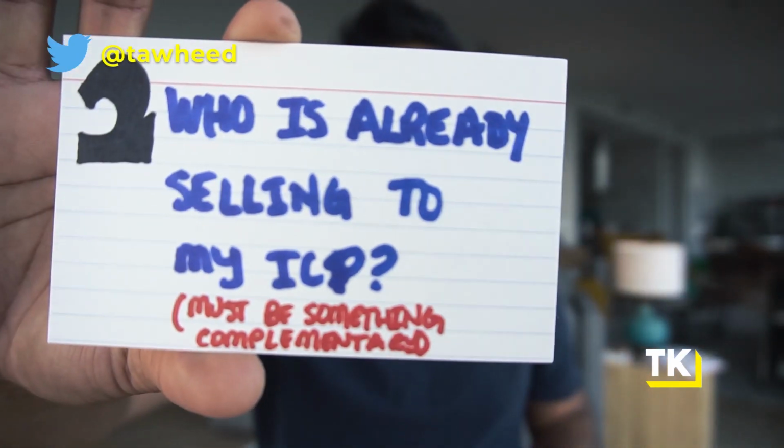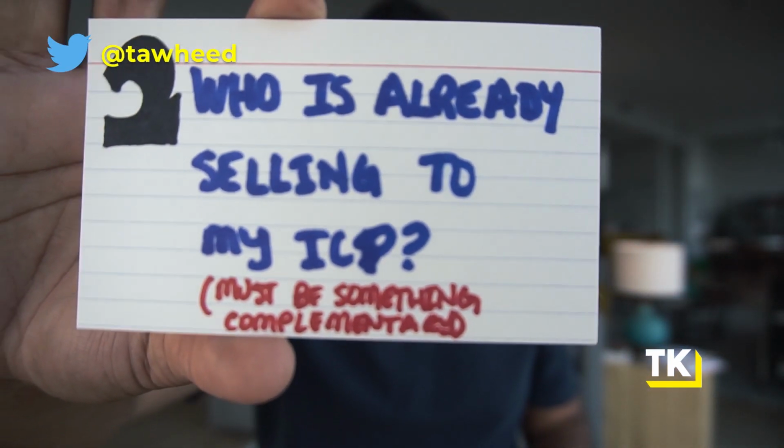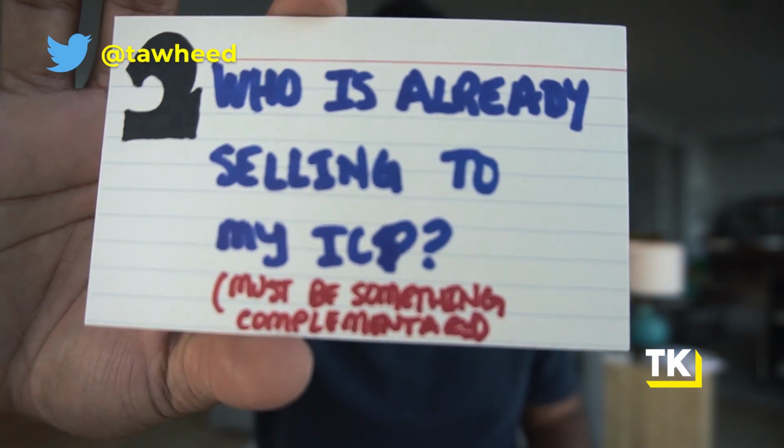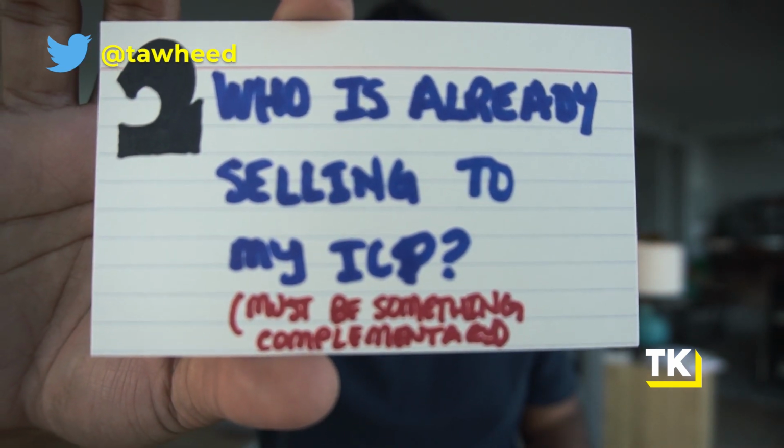The second question you wanna ask, now you'll know why principle number one is important. The second question you wanna ask to employ this strategy is you want to ask who is already selling to my ICP, and it must be something complementary to what you are selling.